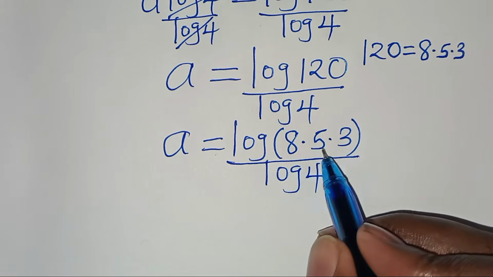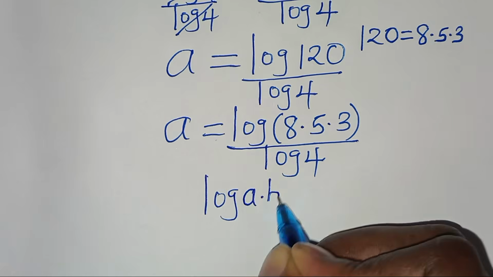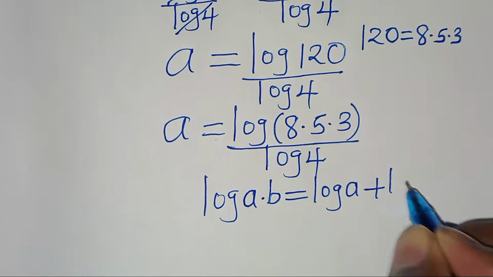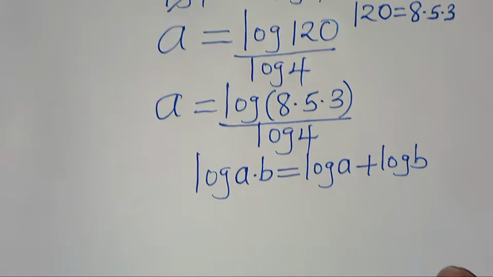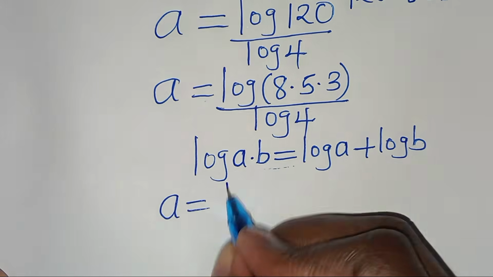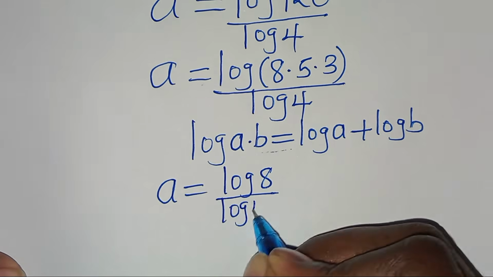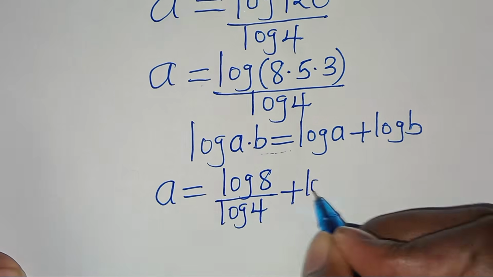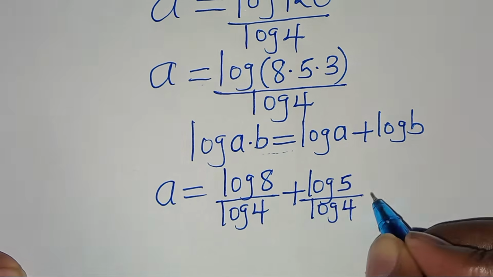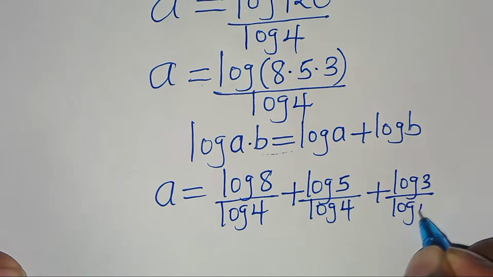Now, log of 8 times 5 times 3 is in the form of log a multiplied by b, which we can express as log a plus log b. Applying this logarithm property, then we have a is equal to log 8 divided by log 4, then plus log 5 divided by log 4, then plus log 3 divided by log 4.